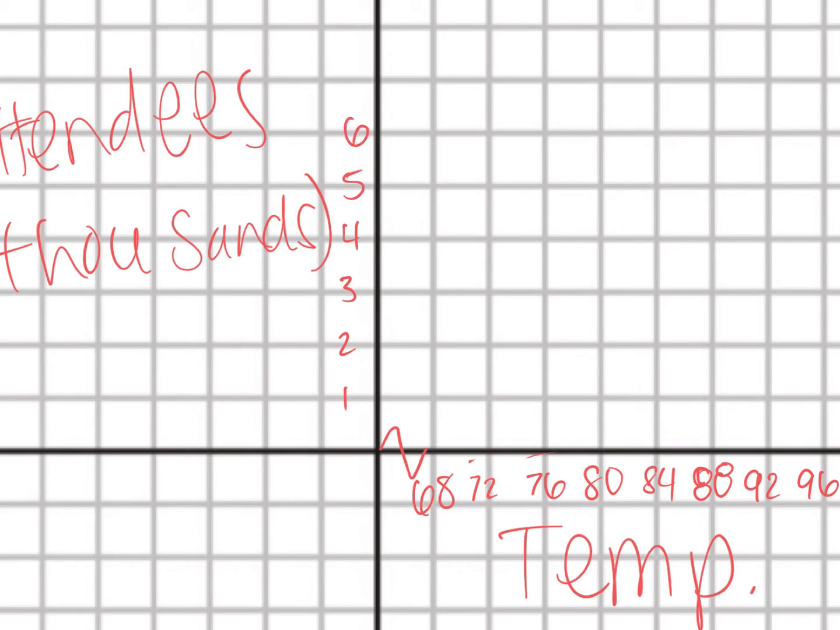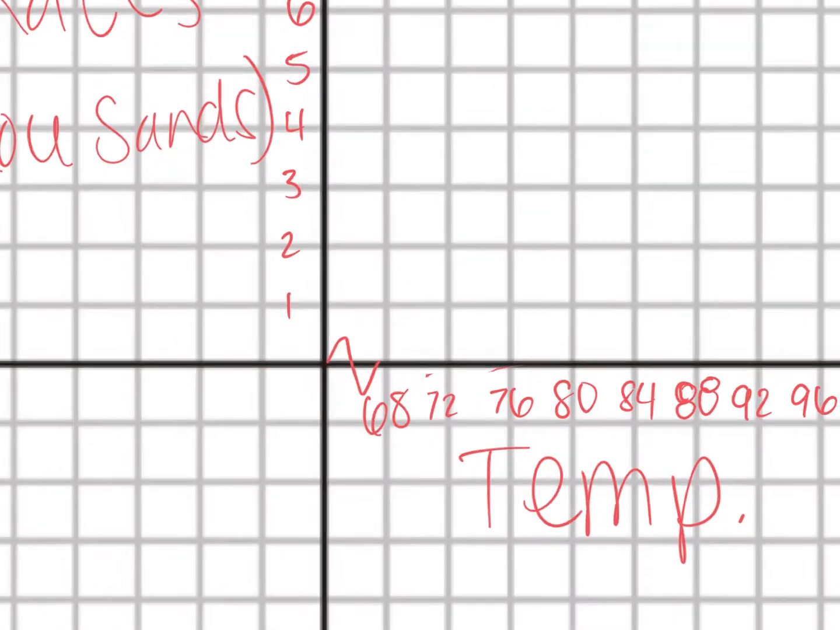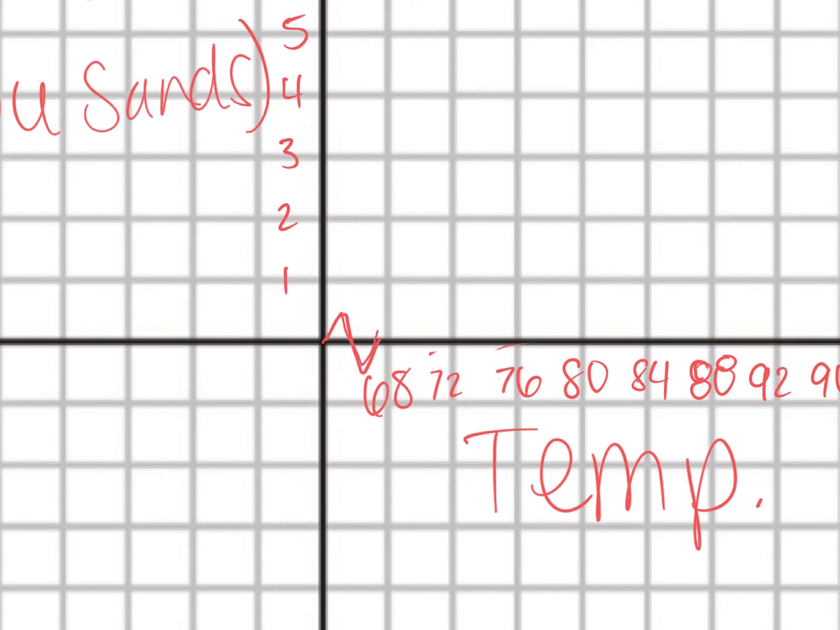You guys good? Questions on how I labeled my axes? Which axis is the only one that has a break in it? The x-axis, okay? Wait, what do you mean a break? Do you see that little squiggly? Okay, so normally, what comes after 0? 1, right? But we're starting where? At 68, okay? So you need to include a break, okay?